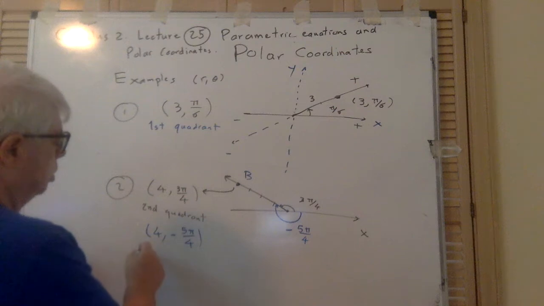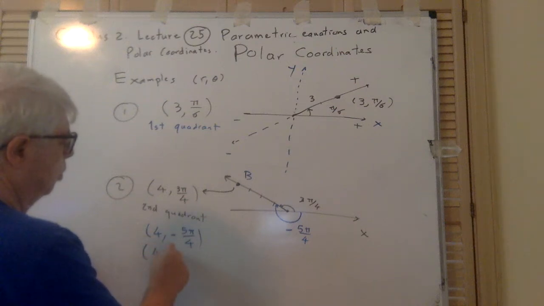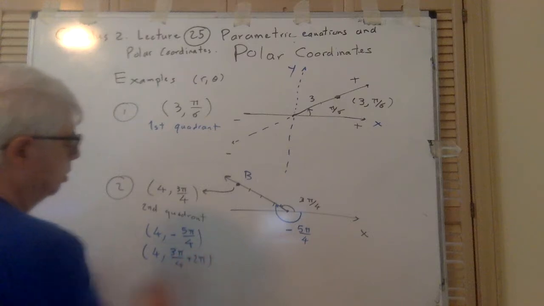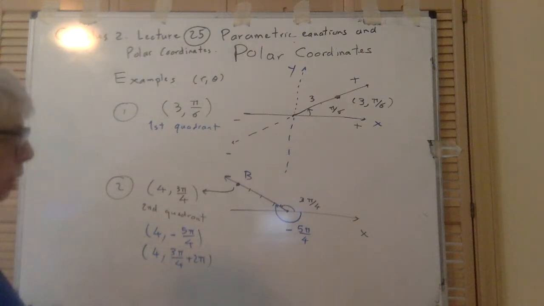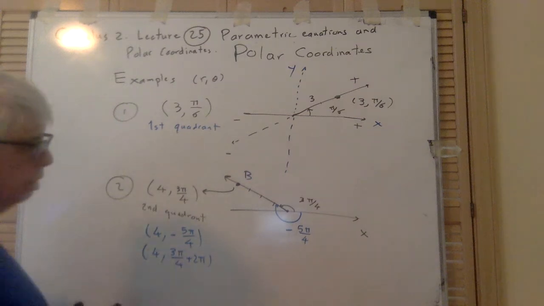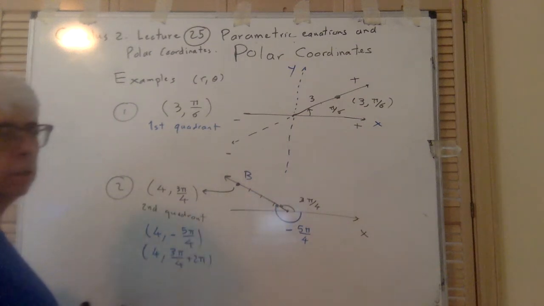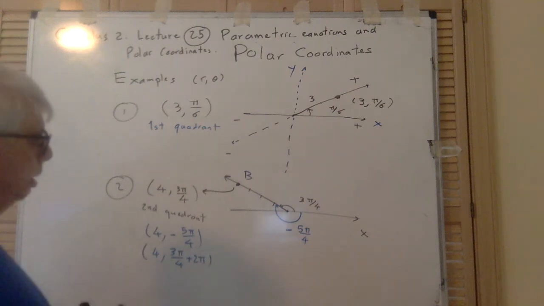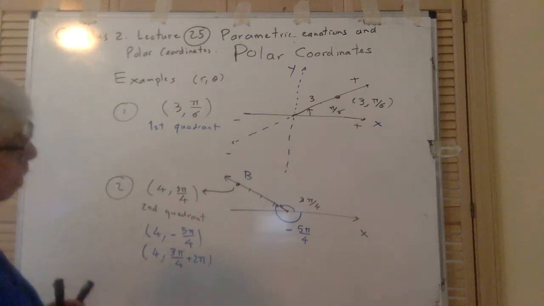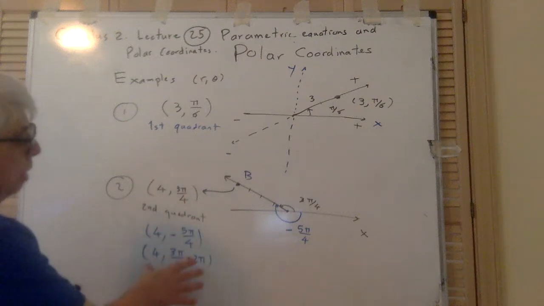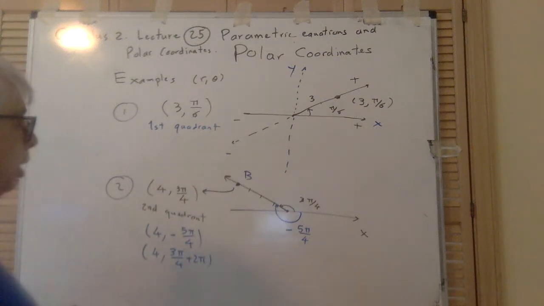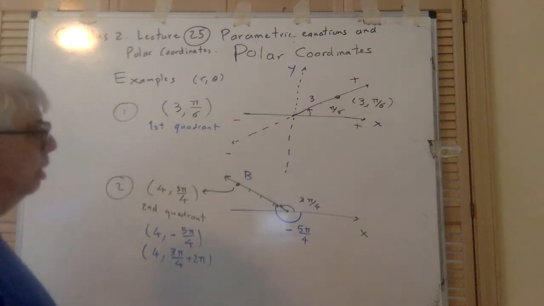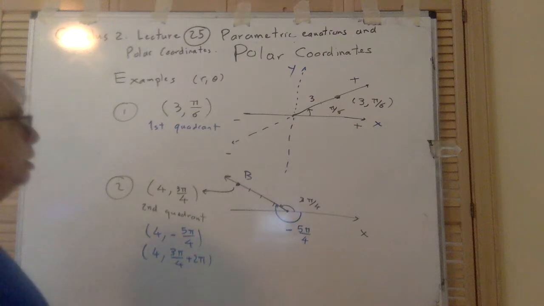I'm still here. So I can say it is also 4, comma 3 pi over 4 plus 2 pi. So that's one extra round, but I'm still at point B. Just go one round and I'm still at point B, and then I can go another round, and if we do that, then we have infinitely many sets of coordinates, polar coordinates for point B.